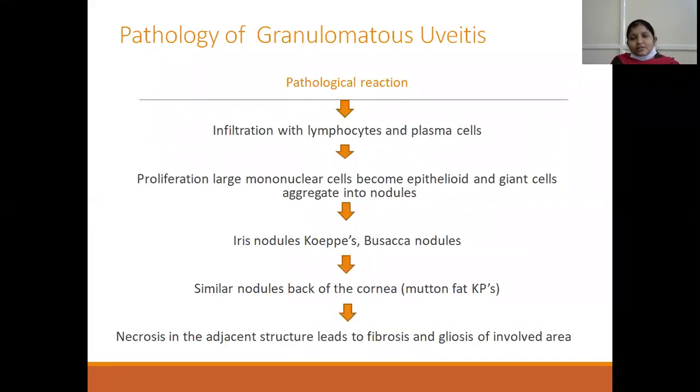So what is the pathological reaction in granulomatous uveitis? Here there is infiltration with lymphocytes and plasma cells, and these large mononuclear cells get aggregated to form giant cells, and these epithelioid cells get aggregated to form nodules. These nodules are of two types, Koeppe's nodules and Busacca's nodules. Similar nodules get settled at the back of the cornea, which are called mutton fat keratic precipitates. All these lead to necrosis in the adjacent structures, causing fibrosis and gliosis.